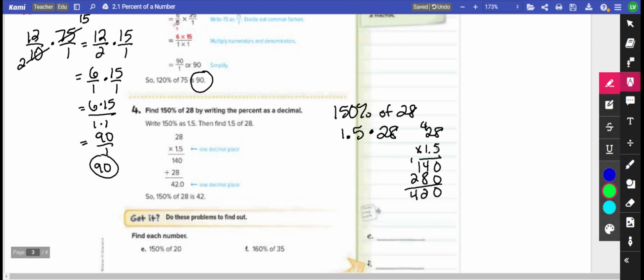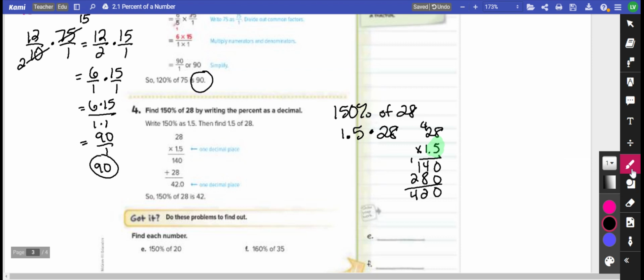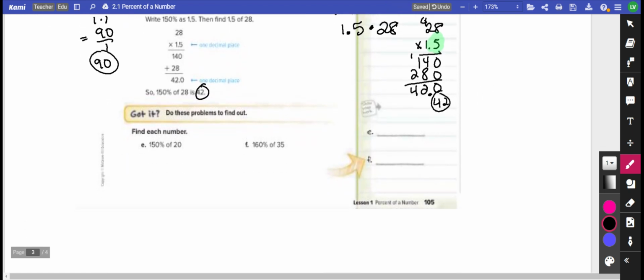420. Well, this time I have one number to the right of the decimal, so I need one number to the right. My answer is going to be 42, which is what they have. So you got it? Let's try these 2 problems to find out. We're going to find 150% of 20.